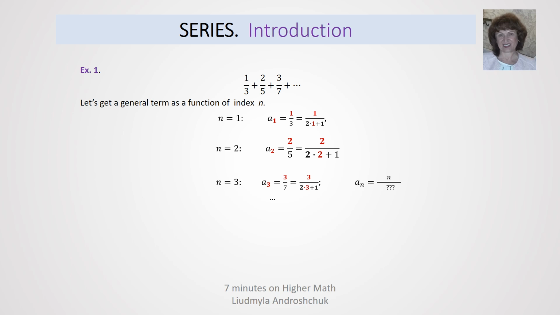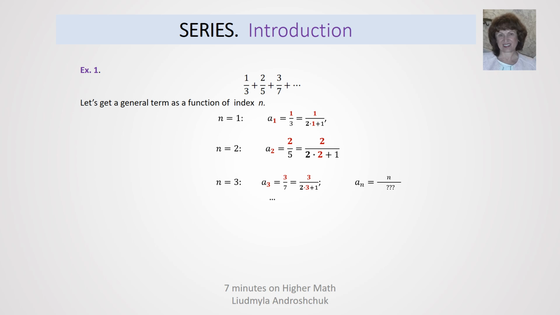What is the general term? All these terms in the series are fractions. It means the general term is a fraction as well. And let's consider the numerators of these terms. When n equals 1, the numerator is also 1. N equals 2, the numerator is also 2. N equals 3, the numerator is 3. It means in the general term, the numerator is just n.